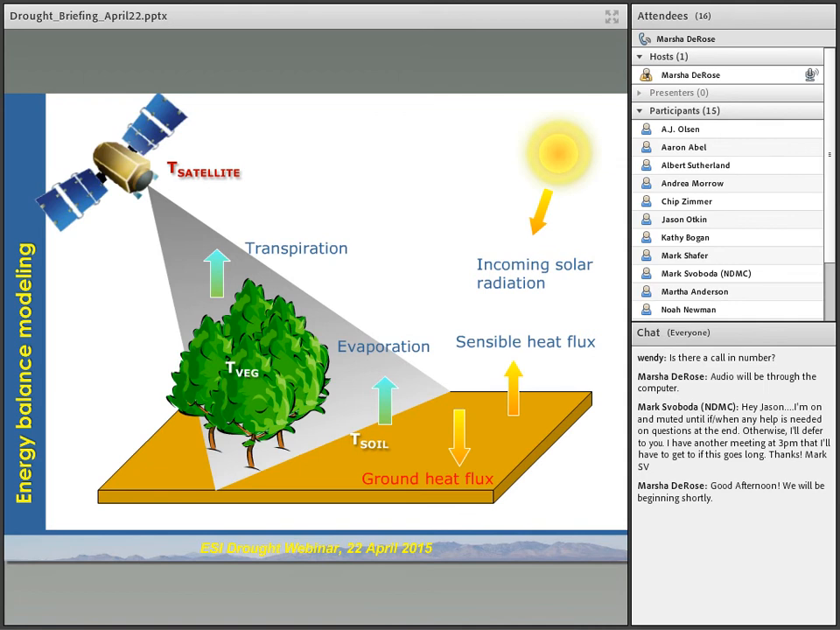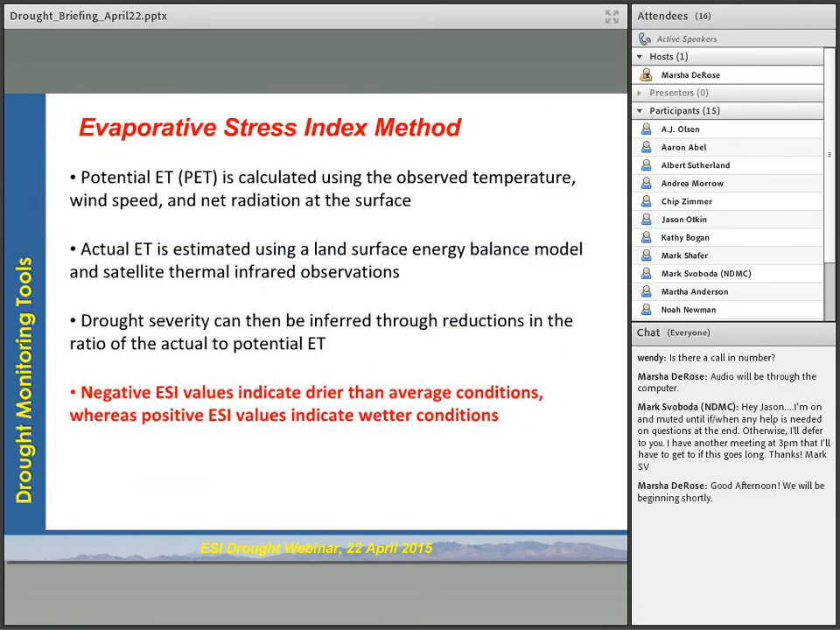What this means is that temperatures will be higher for plants experiencing moisture stress than for plants that have sufficient soil moisture to meet the atmospheric demands. And it's this relationship between increased moisture stress in vegetation and higher canopy temperatures that can be detected using satellite thermal infrared imagery. Next slide, please.